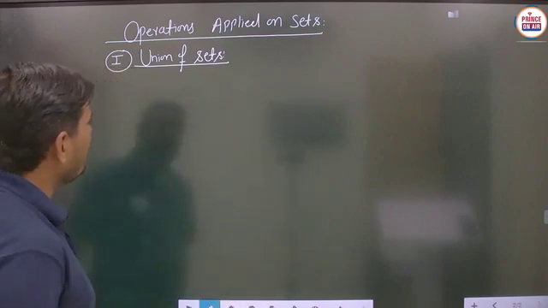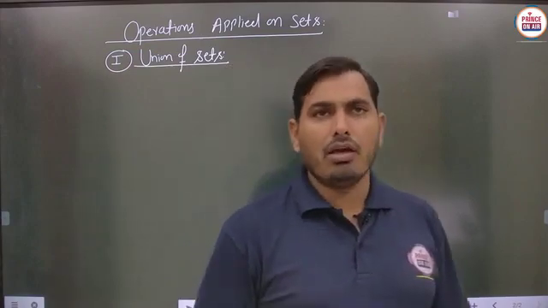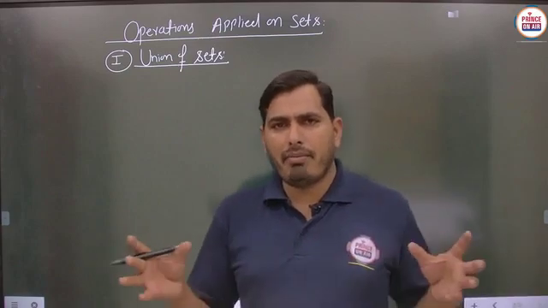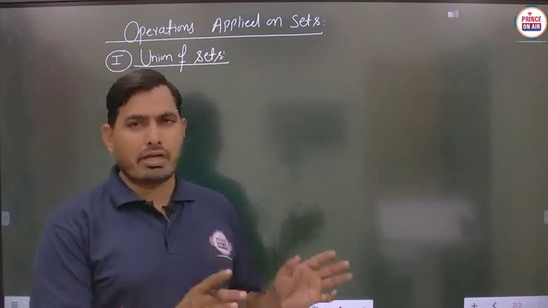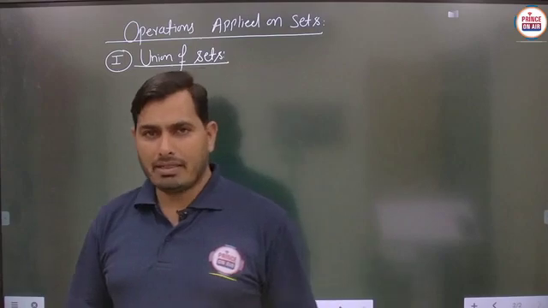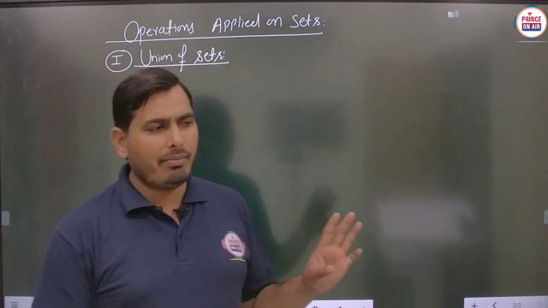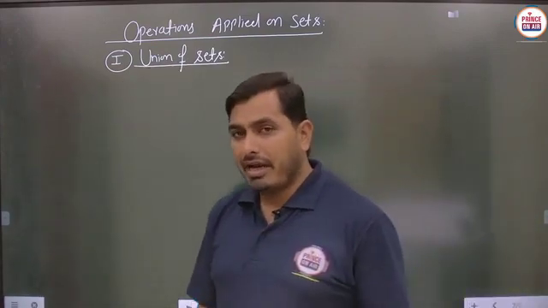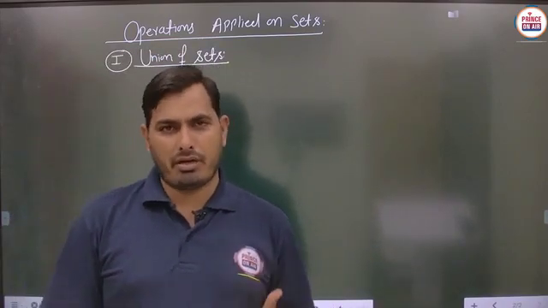So union of sets. What is the meaning of union of sets? Basically, students, suppose we are taking two sets, A and B. Then union means we have to join all the elements of sets A and B. Is it to be clear? Means that no element is to be left out of set A and set B. We have to make a set in which all the elements of A will be there and all the elements of B will be there.